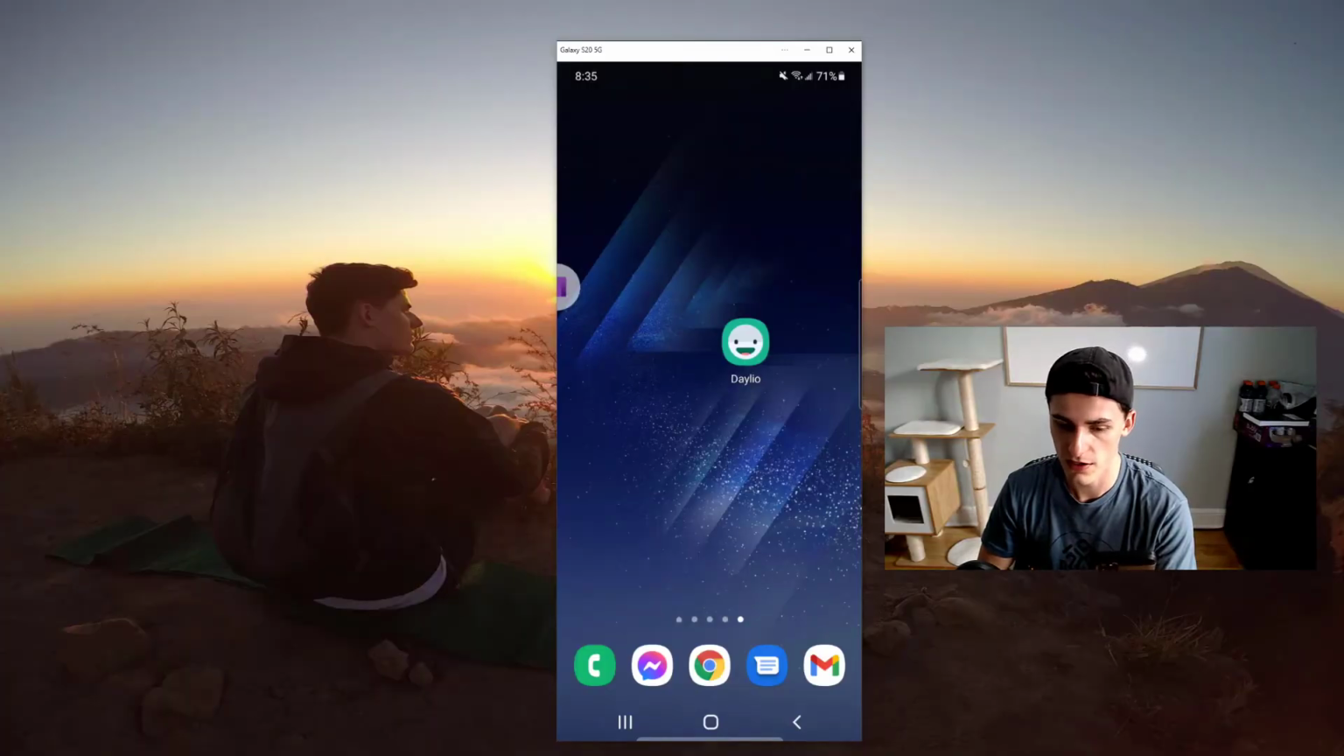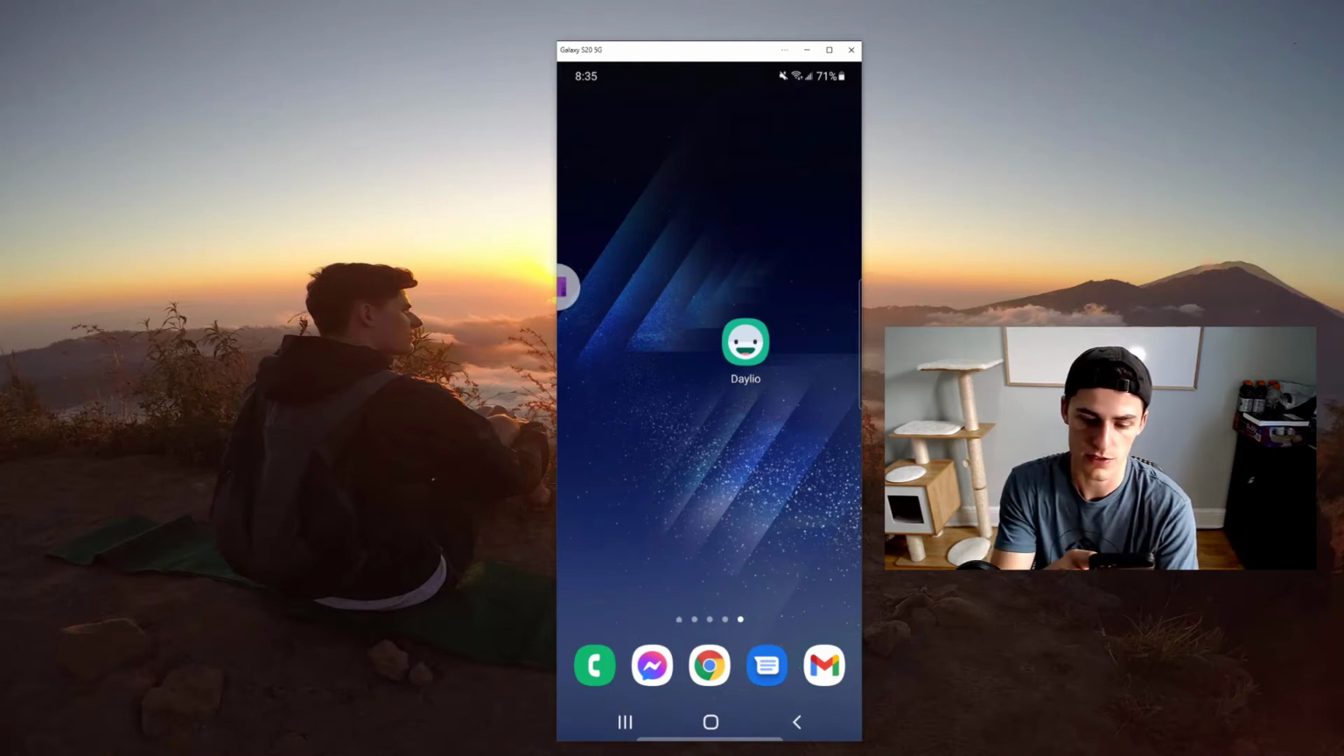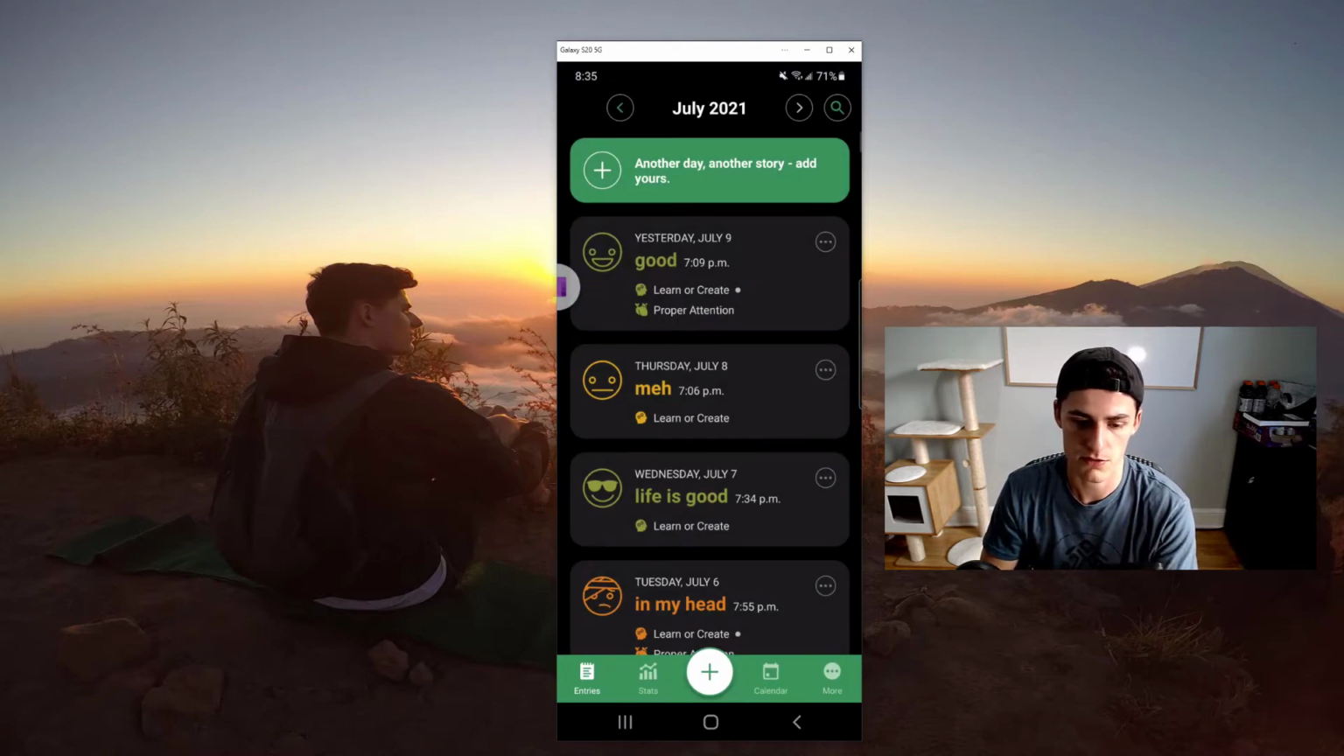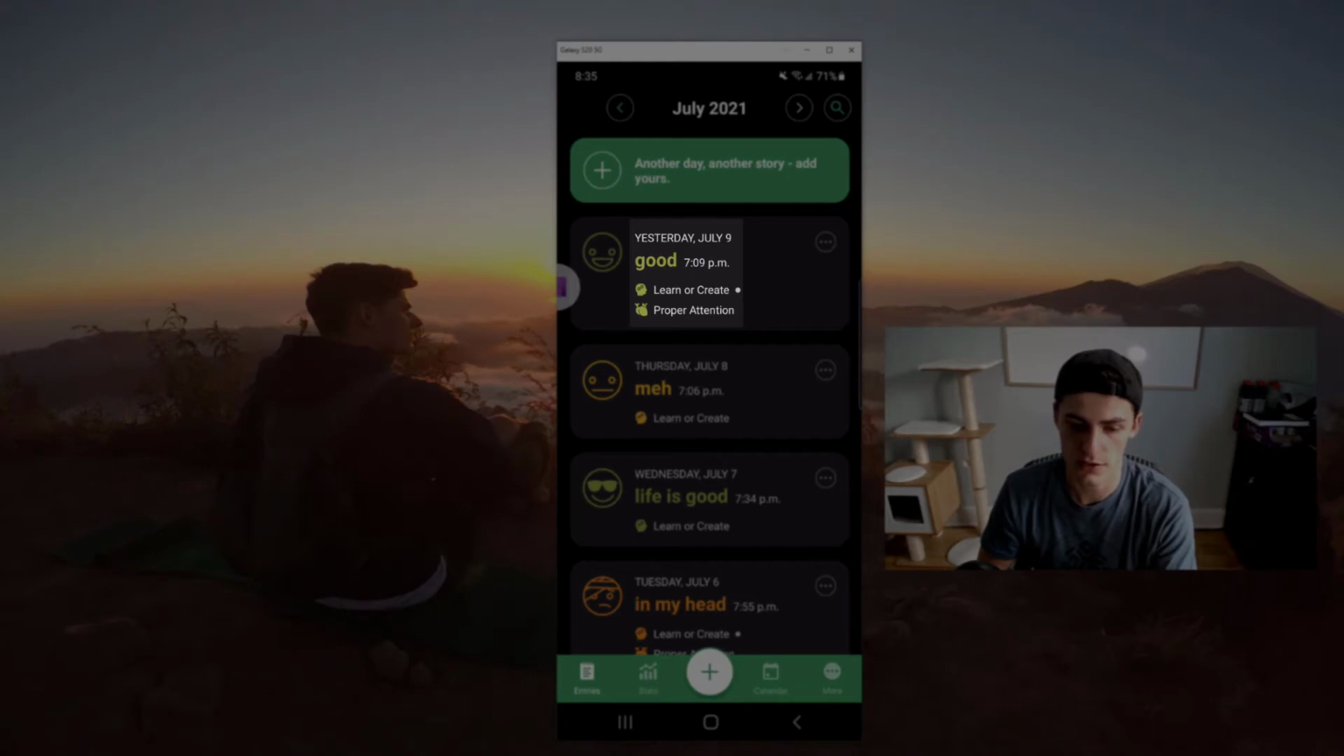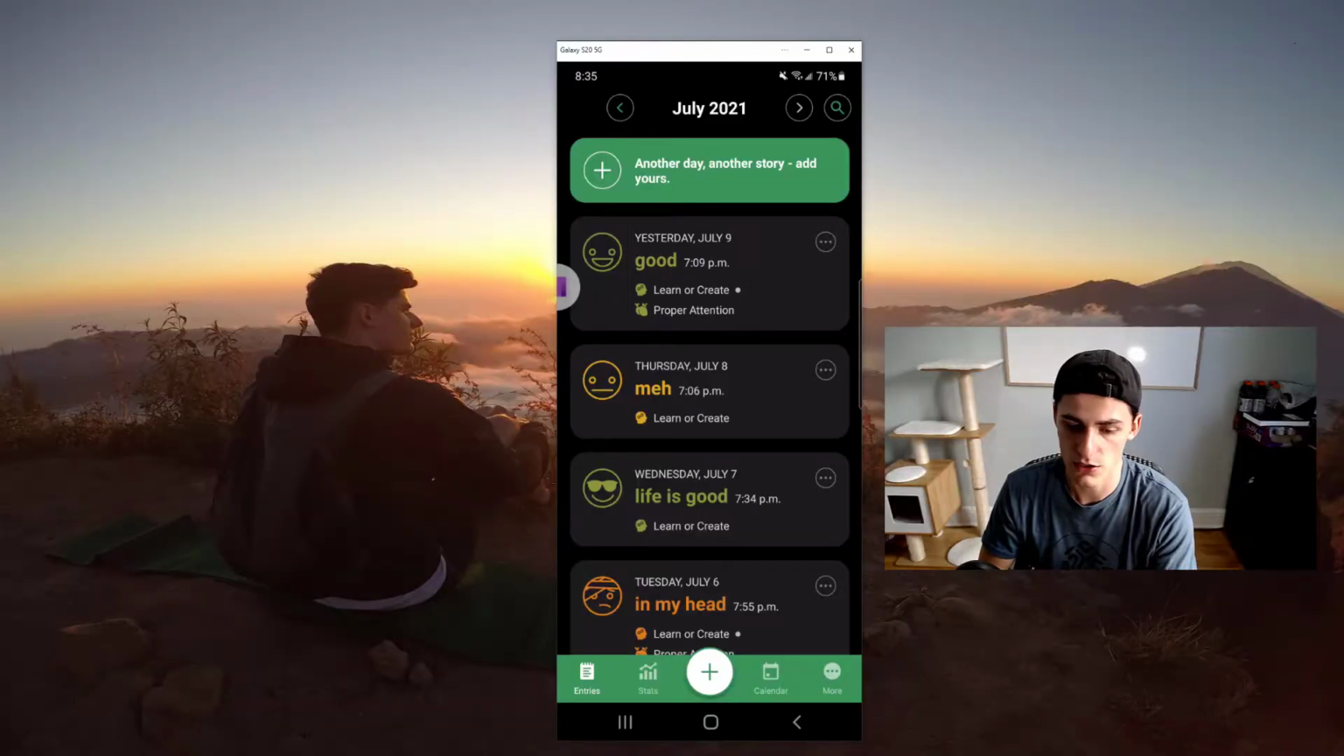Okay, so I guess we can begin by exploring the app that I use to track my mood. It's the Daylio App, the app you can see on the screen here. You have my previous few days' entries. You can see that yesterday, on July 9th at 7:09 p.m., I tracked that I was good. So good is a 4 out of 5. The day before I tracked a meh. That's 3 out of 5.